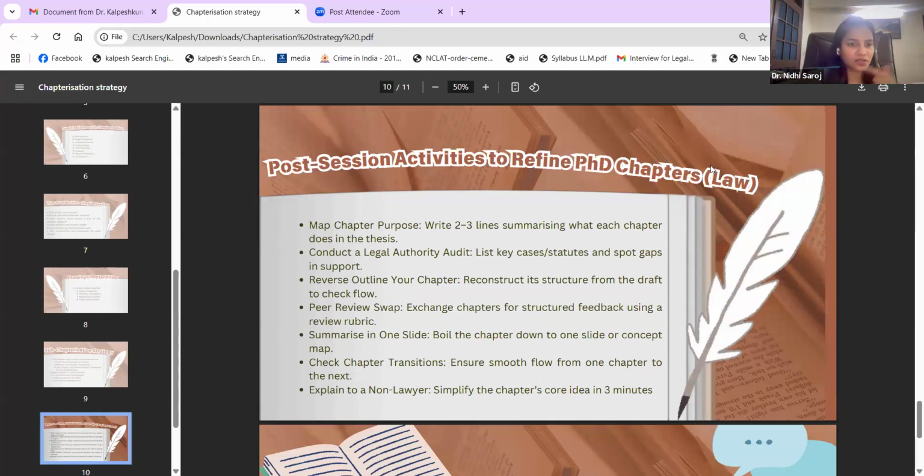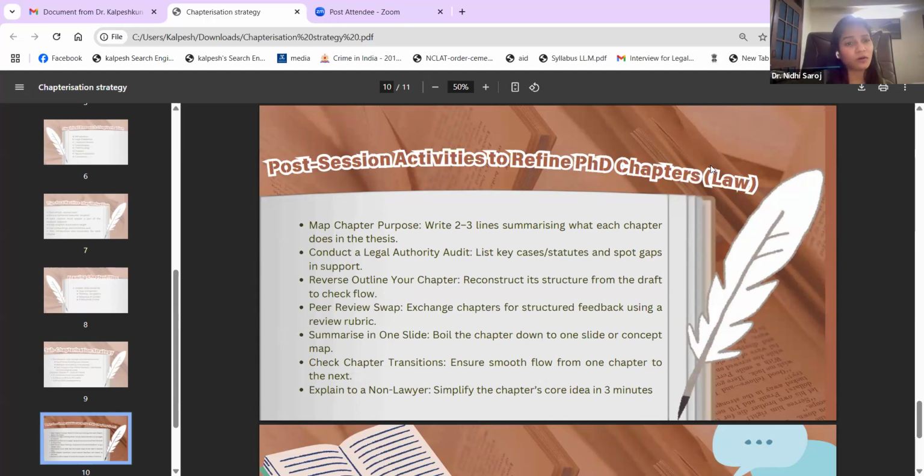Then chapter transition. I told you I was very confused when I wrote chapter 2. It was supposed to be chapter 3, but later on the basis of peer discussions, on the basis of the advice of the DRC members, I decided no, it should be in chapter number 3. So in chapter number 2, so that you need to do.